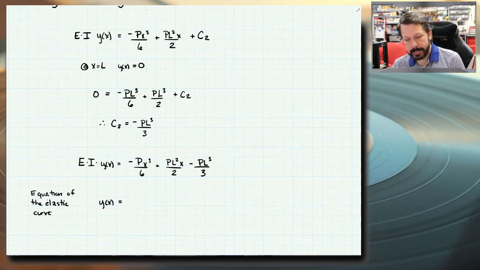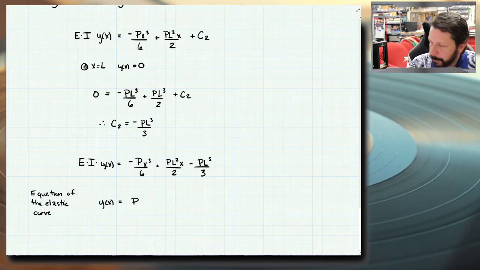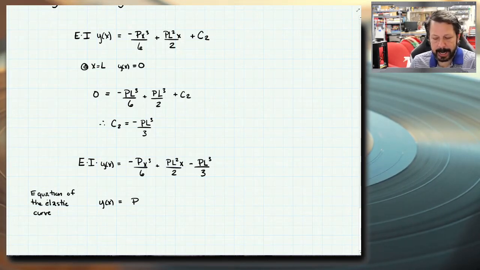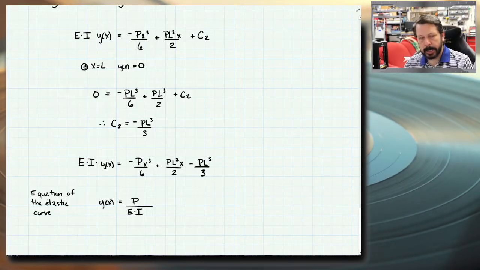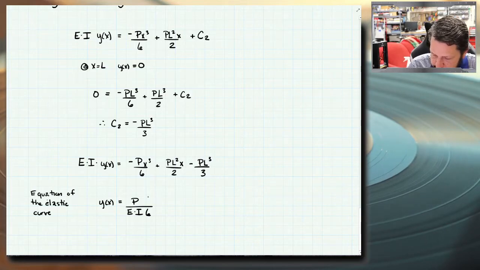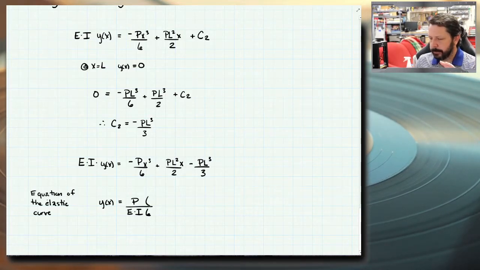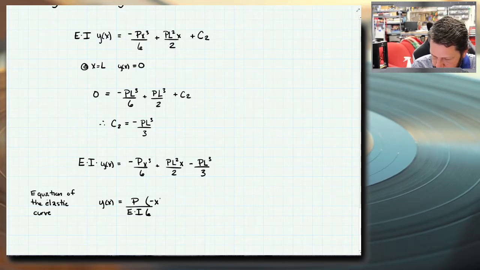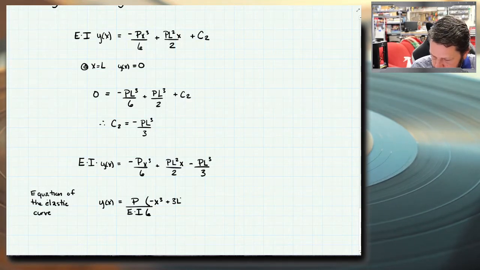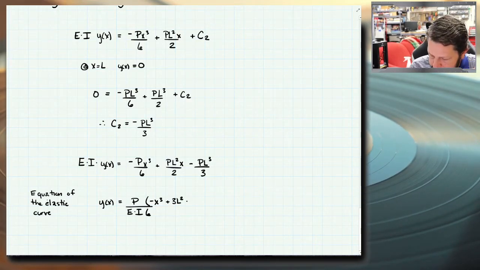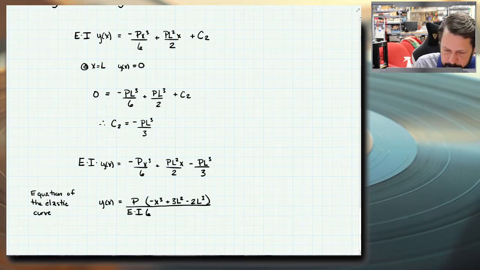All of them will have P in there, so we can take that out. I just moved the EI back because I want the y of x by itself, so all of them will have EI together. The common denominator will be 6, and then we would have negative x cubed here, we would have 3L squared here, plus 3L squared, and then here we would have minus 2L cubed. I guess we could make our EI over 6 kind of centered there, huh?